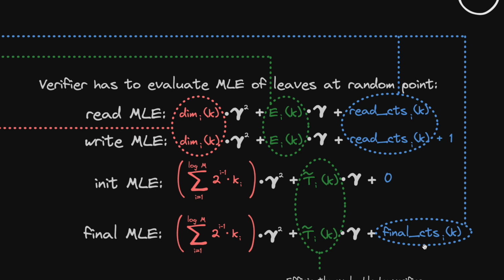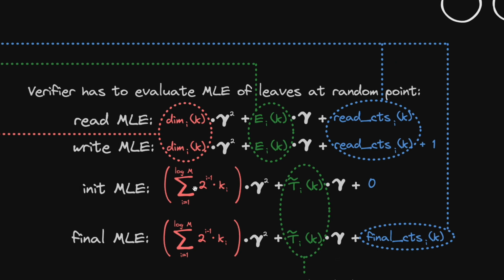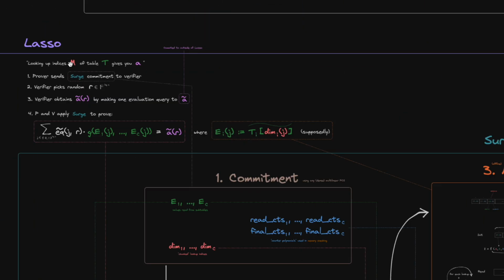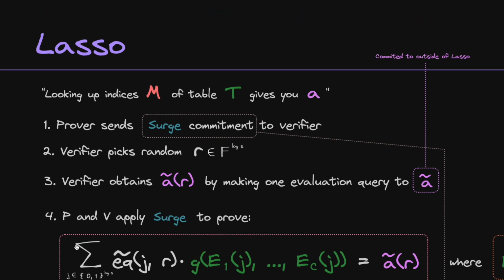So that concludes memory checking. We've shown that the E_i's, T_i's, and dim_i's are consistent with each other. So that means that this statement that we proved in the primary sumcheck suffices to show that looking up indices m of table T in fact gives you the vector A. And that's it. That's Lasso.